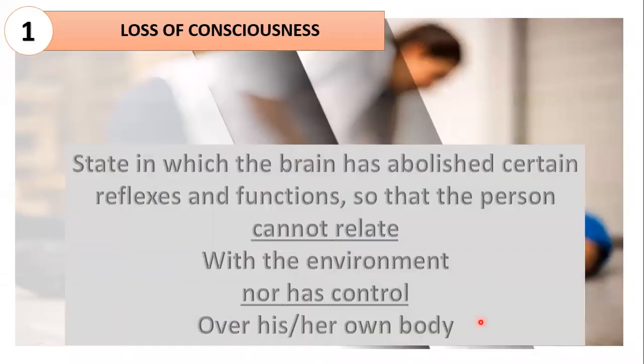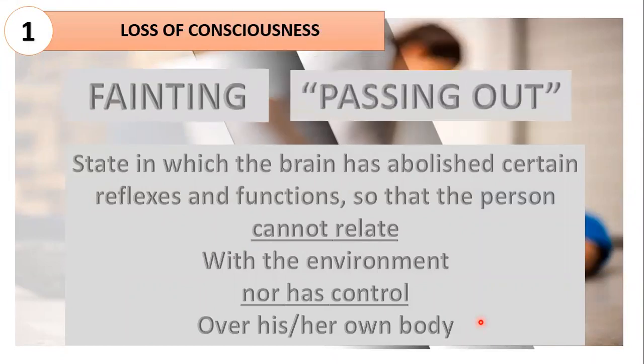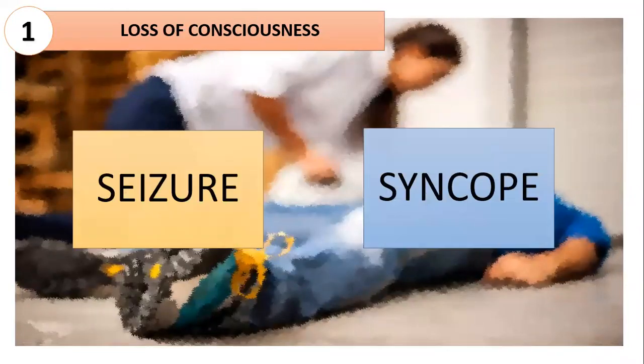Okay, so what is loss of consciousness? It is a state in which the brain has abolished certain reflexes and functions so that the person cannot relate with the environment nor has control over his or her own body. It is commonly referred to as fainting or passing out. Loss of consciousness is a classic presentation of both seizure and syncope.